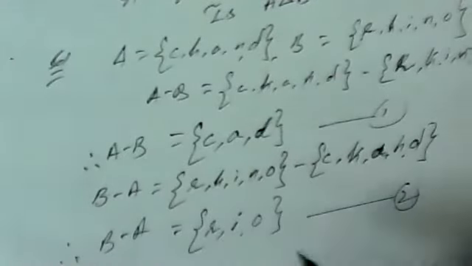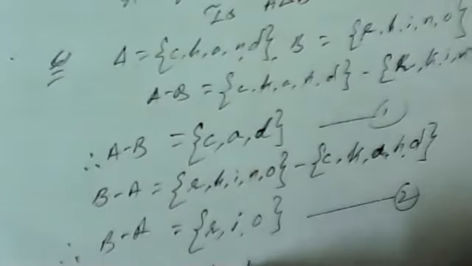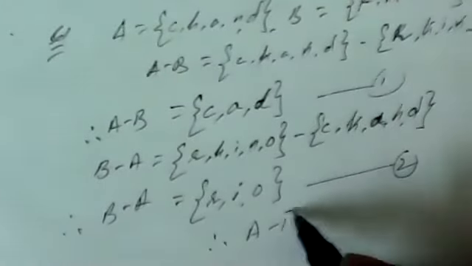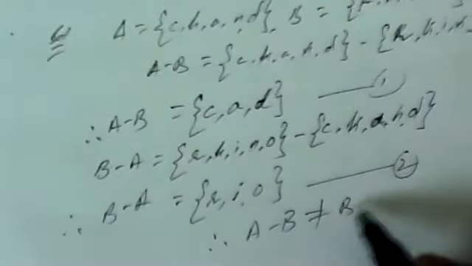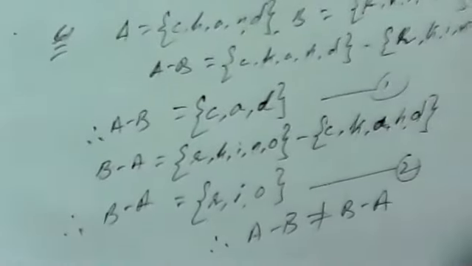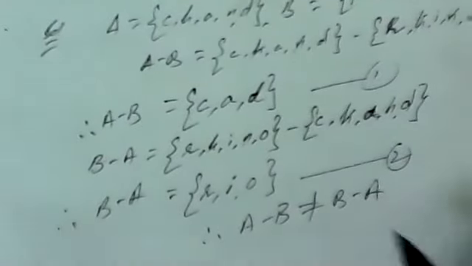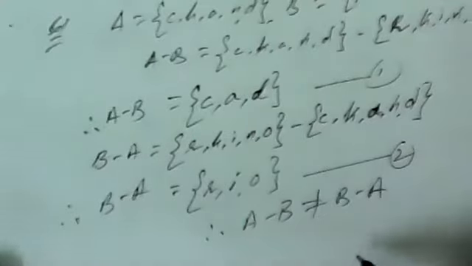Now observe A minus B elements C, A, D and B minus A elements R, I, O. They are not equal. Therefore we can write that A minus B is not equal to B minus A. Okay. If you want, you can also represent this in Venn diagrams. And now find A delta B, the symmetric difference.